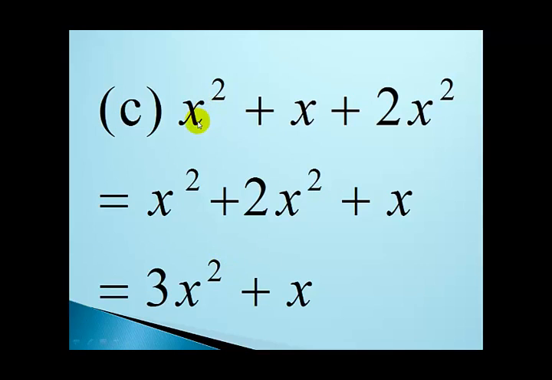Now given x squared plus x plus 2x squared. We have our x squared here and 2x squared here. They have the same x squared, and so we can add them since they are like terms. So x squared plus 2x squared, plus x. The coefficient of the x squared here is 1, and 1 plus 2 will give us 3. The term is x squared. So we have 3x squared plus x.